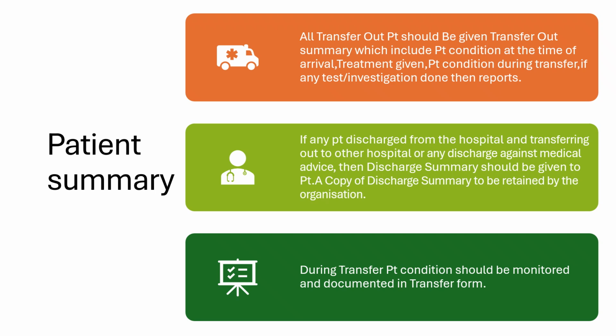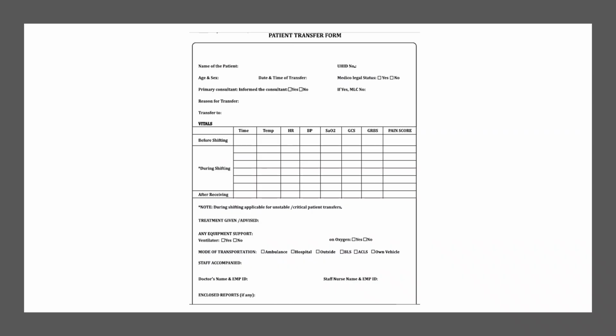During the transfer, the patient condition should be monitored and documented in the transfer form. This is the patient transfer form, where you should write the patient details, UHID, primary consultant name, whether the primary consultant has been informed or not, and date and time of transfer. If it is an MLC case, then the MLC number should also be mentioned. Then the reason for transfer and where you are transferring to should be mentioned, and the vitals before shifting, during shifting, and after receiving should be written.